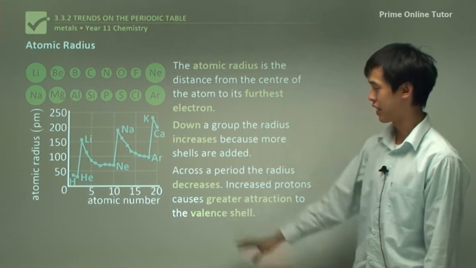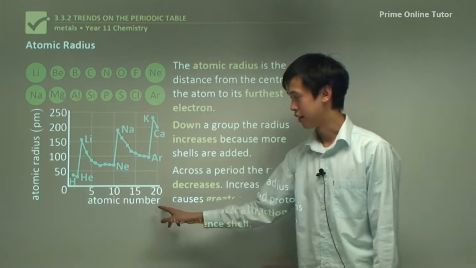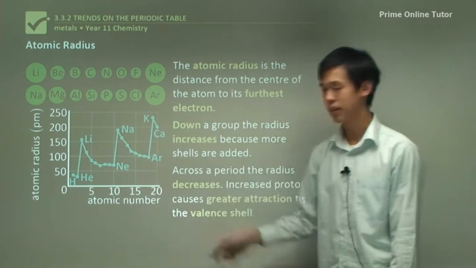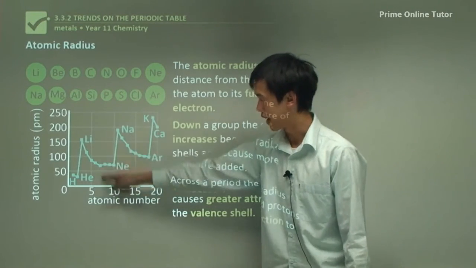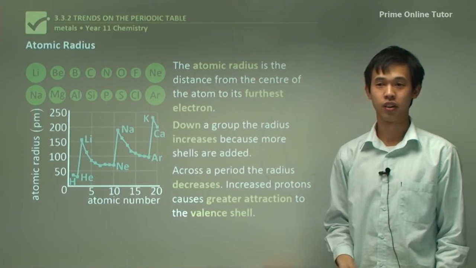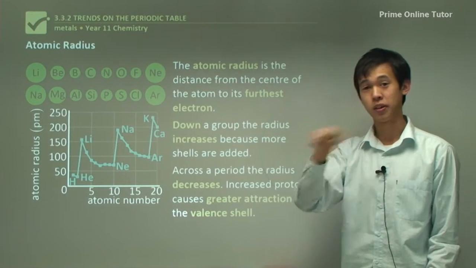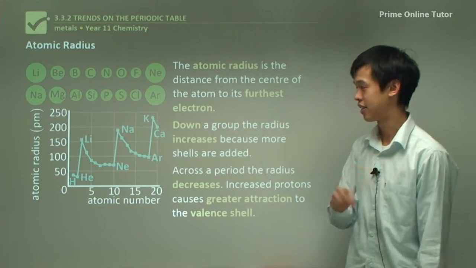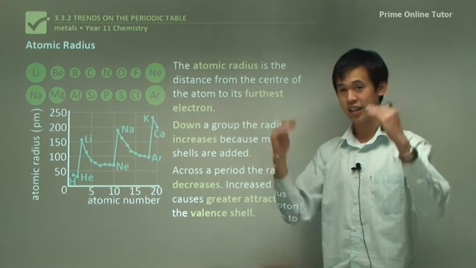Okay? And here's a graph of atomic radius versus atomic number, and you can see that it kind of spikes up and down as we go across periods and then jump down to the next row or down the next group. Okay?